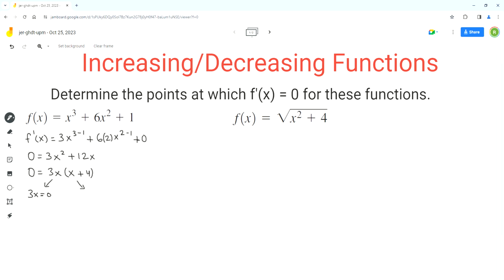and now we can isolate x by dividing both sides by 3. So the 3's on the left side cancel each other out. So we get x equals 0 because 0 divided by 3 is equal to 0.